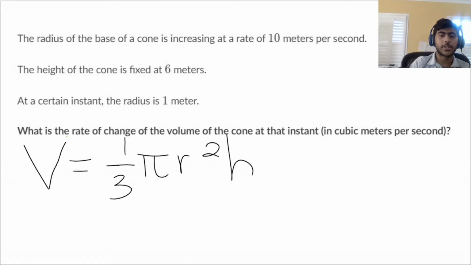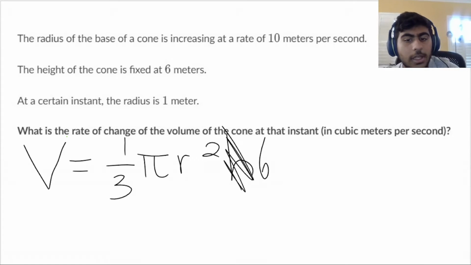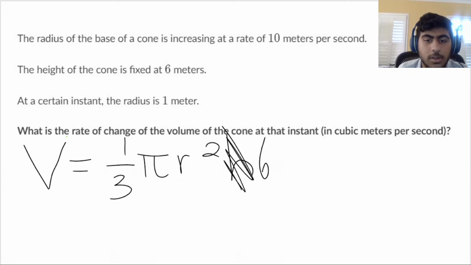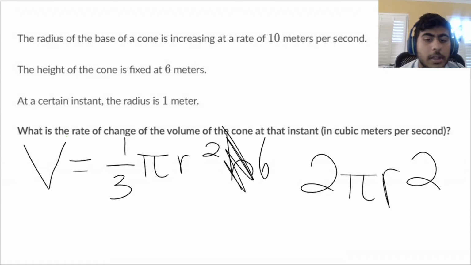Now there are a couple things we can do. We know that height is fixed at 6 meters. So instead of a height here, we put 6. The 6 times the 1/3, that all cancels out to give 2 pi r squared, right?